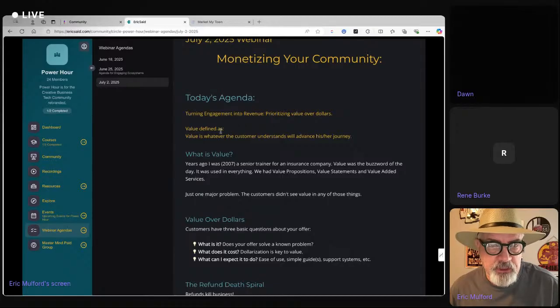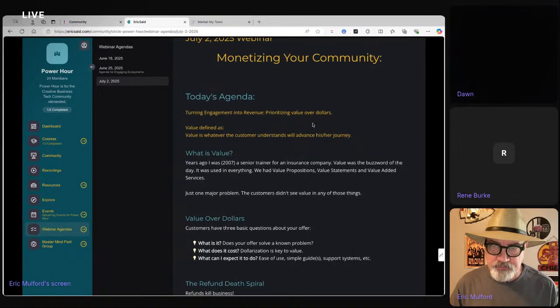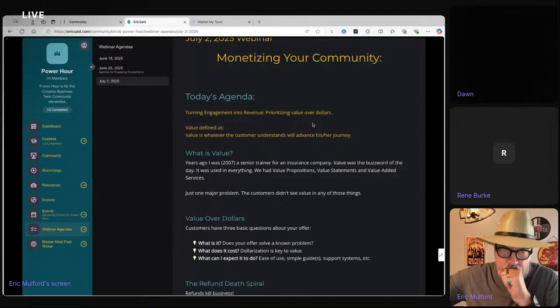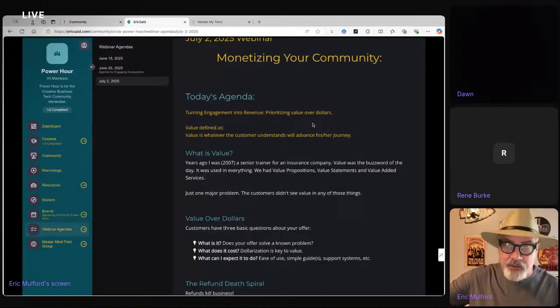The definition of value is going to be key. The way you turn engagement into revenue is that you prioritize value over dollars. There's a big difference between value and dollars, but value is defined as whatever the customer understands will advance his or her journey. That's valuable to them. They're trying to get from here to there, and value is what they need in order to get them on that journey. And the only things that they find valuable are things that are going to get them on that journey.